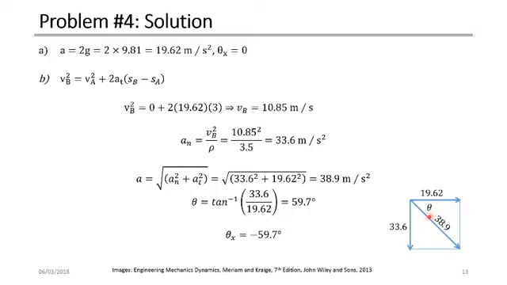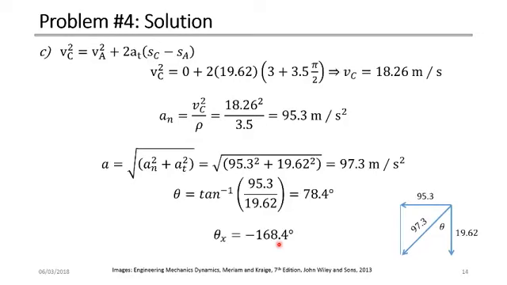Remember that it was required in the problem to get the value of the angle measured from x, considering that counterclockwise is positive. So if we consider that this is x positive, we are measuring the angle in this direction. So that's why we should say here it's negative 59.7, measured from the x positive direction and considering counterclockwise as the positive direction. And now considering the third and final position where the particle reaches point C.